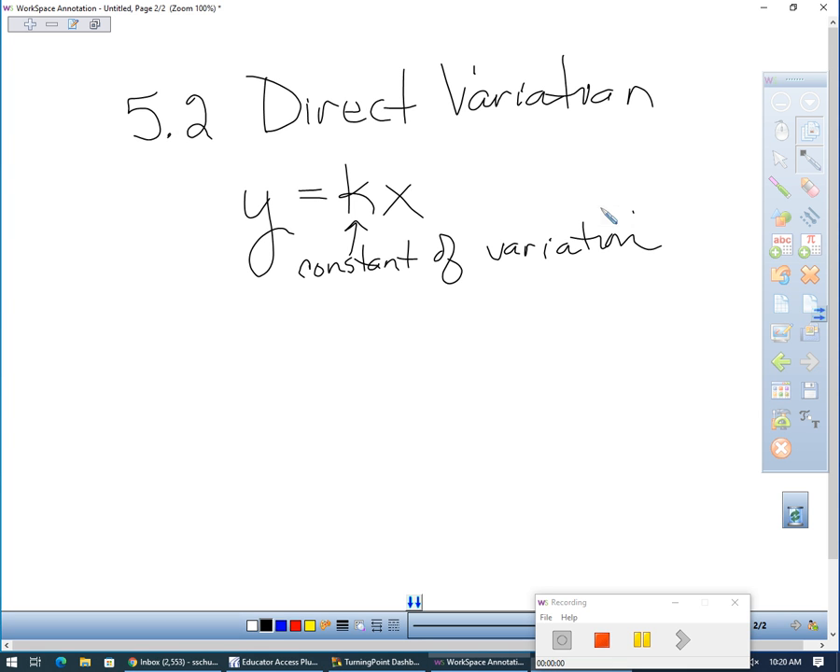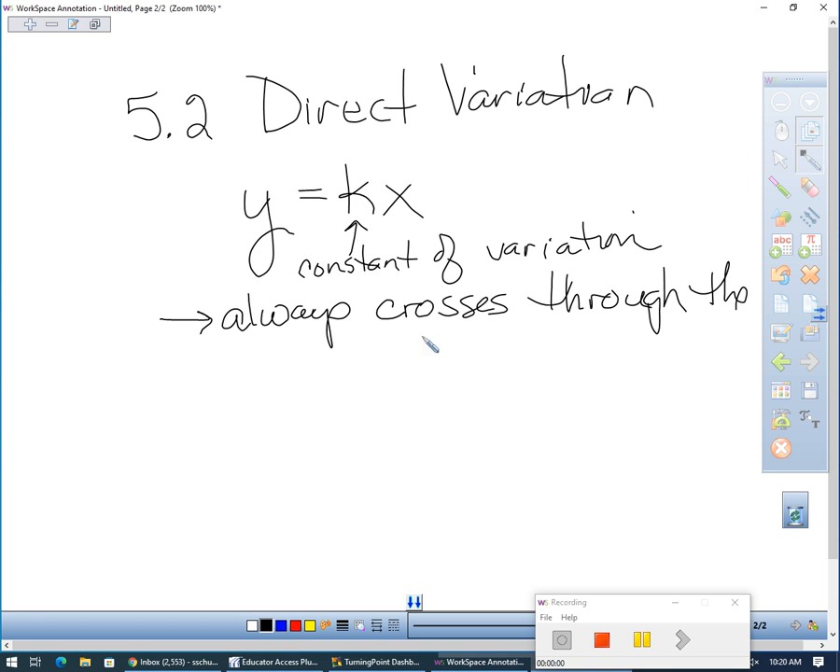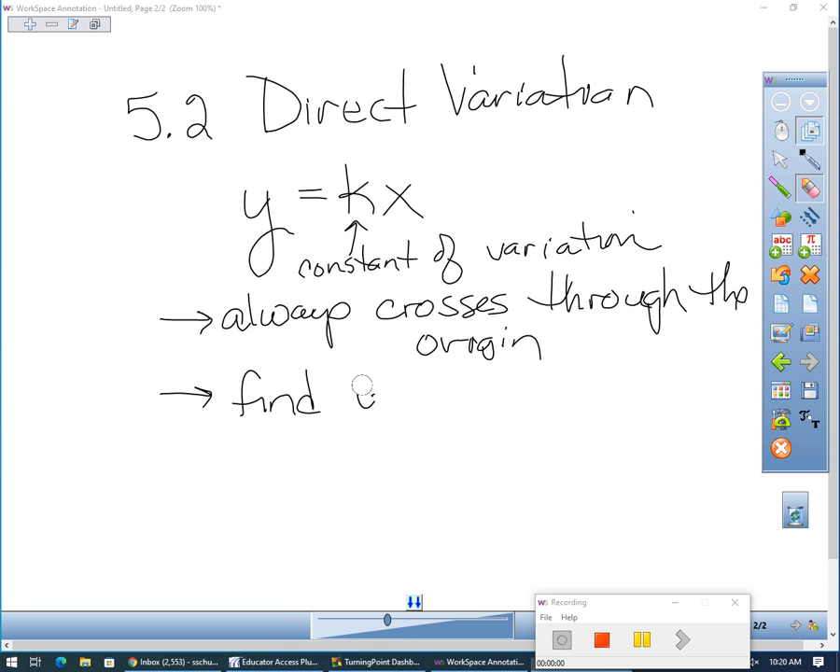Okay, so if it's a direct variation, it's always written in this form. There's nothing added to the end of it. A direct variation always crosses through the origin. And to find that k value, we can always find k by taking y and dividing by x.